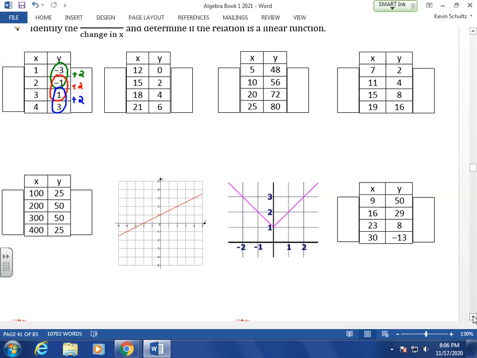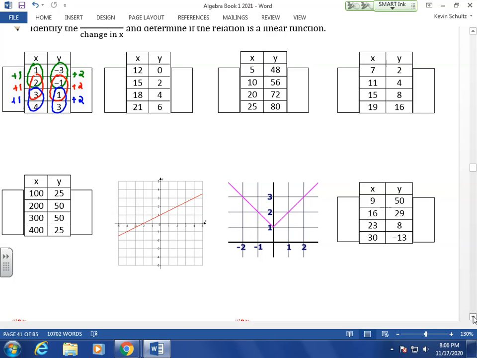Now we go to the x side of the table, and we see if we also have a constant change. From +1 to +2, we're going up 1. From +2 to +3, we're going up 1. And from +3 to +4, we're going up 1. So every change in x is also consistent.